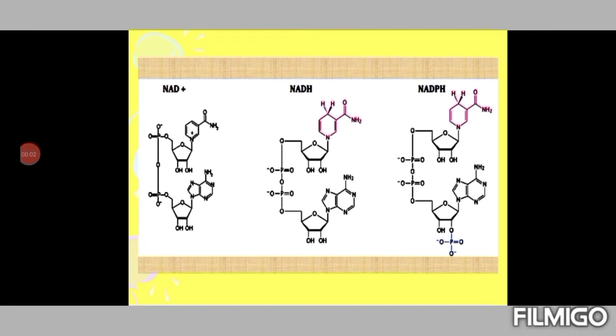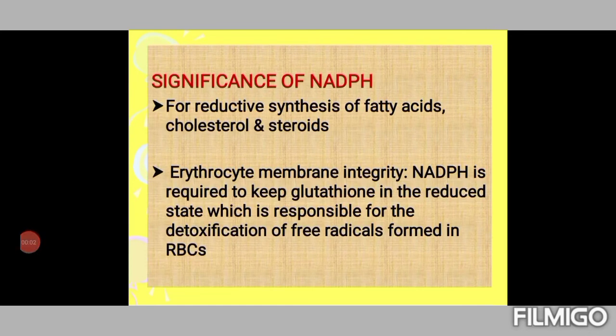So this slide shows the structure of NAD plus, NADH and NADPH. You can pause and study it well. Now the significance or the role of NADPH in cellular metabolism. The first one we have already discussed, the reductive biosynthesis of fatty acids, cholesterol and steroids, and the second one, also mentioned in one of the earlier slides, is NADPH maintaining erythrocyte cellular integrity or membrane integrity.